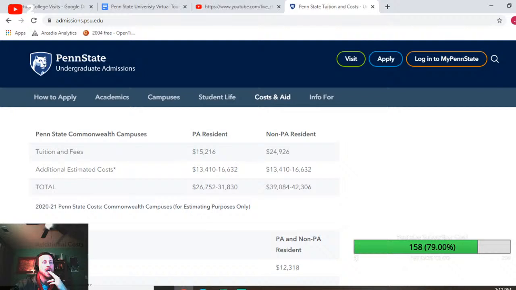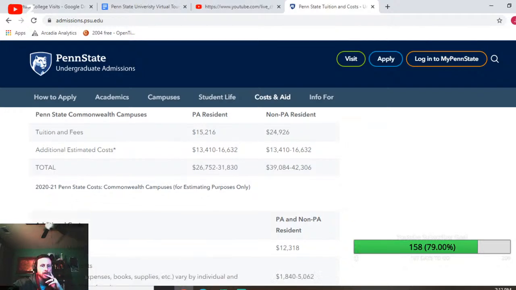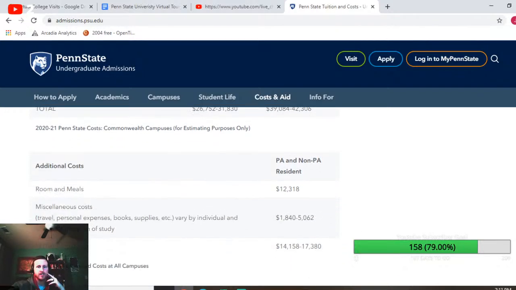Commonwealth campuses. So, I mean, it does look like they're a little bit less when it comes to the non-main campuses, which seems about normal. So additional costs, they're factoring in about 12,000 for room and meals, which, if you're living on campus, I think you're probably going to expect to pay anywhere from like 600 to well over $1,000 a month, depending on what kind of building you're living in. And then your meals.